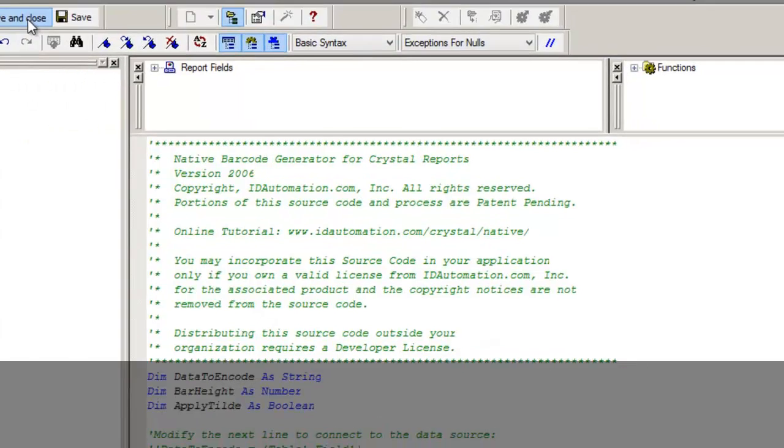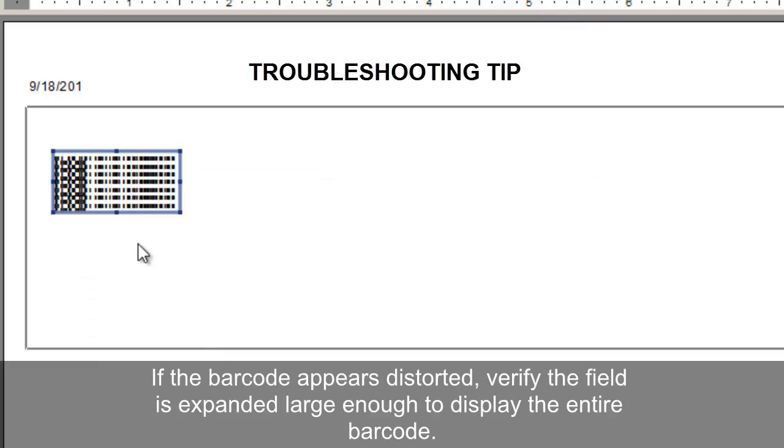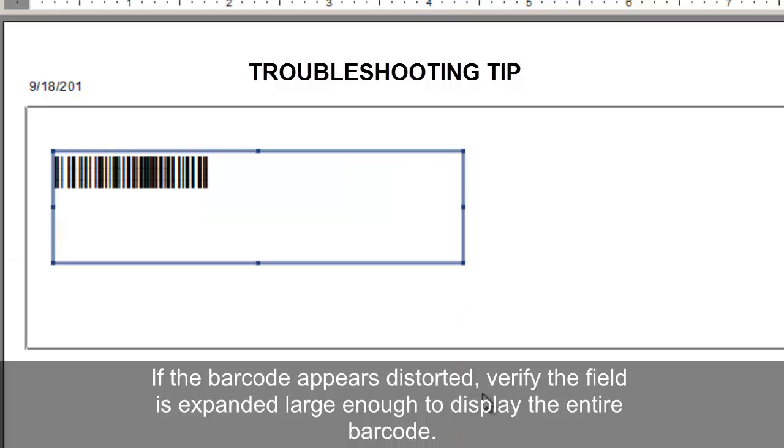Select Save and Close. The barcode displays on a report. If the barcode appears distorted, verify the field is expanded large enough to display the entire barcode.